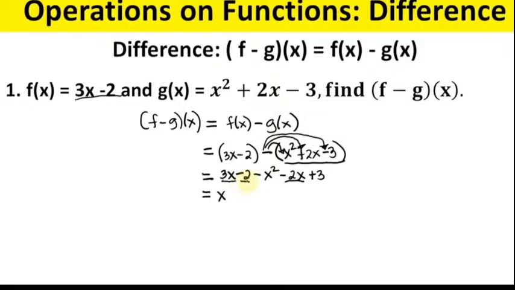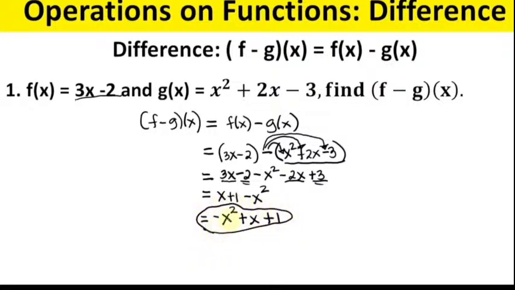Then, negative 2 and positive 3, so that becomes negative 2 plus 3, which is plus 1. And last, this negative x squared. Then arrange it with the highest exponent first, so negative x squared plus x plus 1. So this is our answer: negative x squared plus x plus 1.